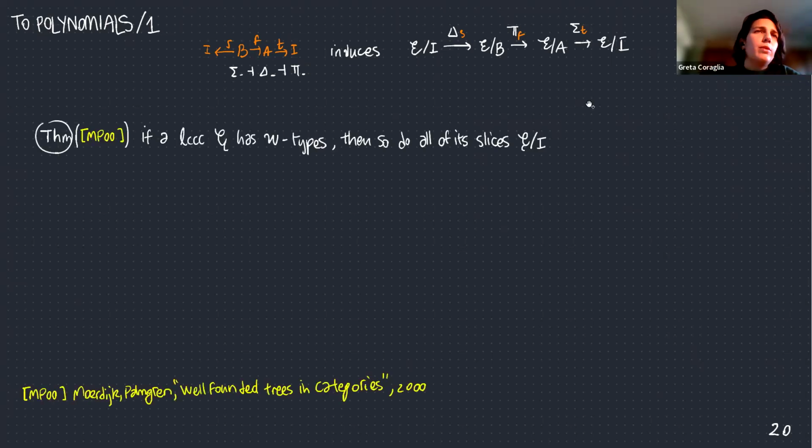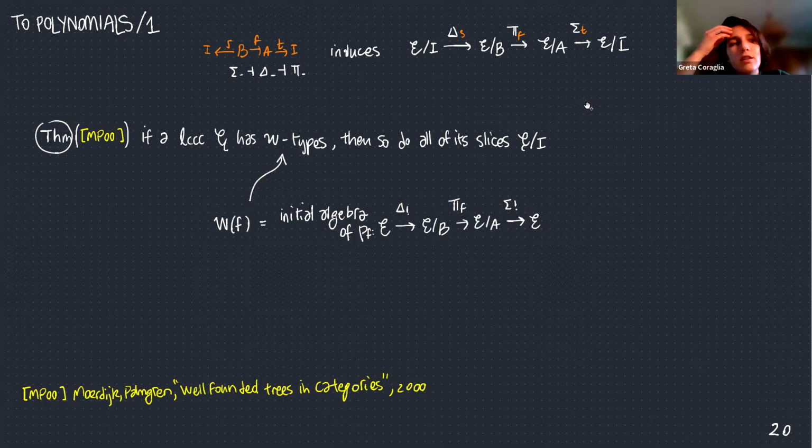There is a famous paper by Moerdijk and Palmgren that showed that if a locally Cartesian closed category has W-types, then so do all of its slices. By W-types in this case, from the semantics, we mean initial algebras for a particular polynomial, the one where the variables are just the terminal object. So if a locally Cartesian closed category has W-types, then it does for each slice.